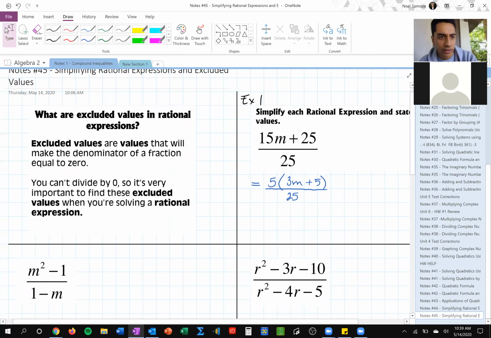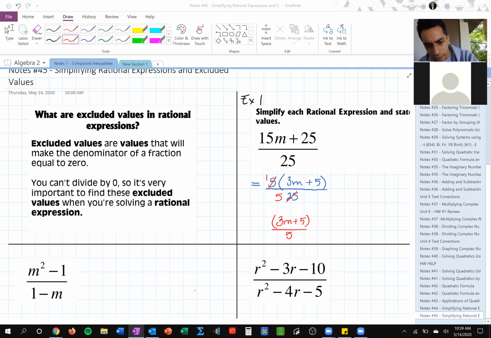One option that we do have is to say we can still simplify the fraction because 5 over 25 is still reducible. If you divide the top by 5, you're left with 1. If you divide the bottom by 5, you're left with 5. So here you're left with 3m plus 5 all over 5.